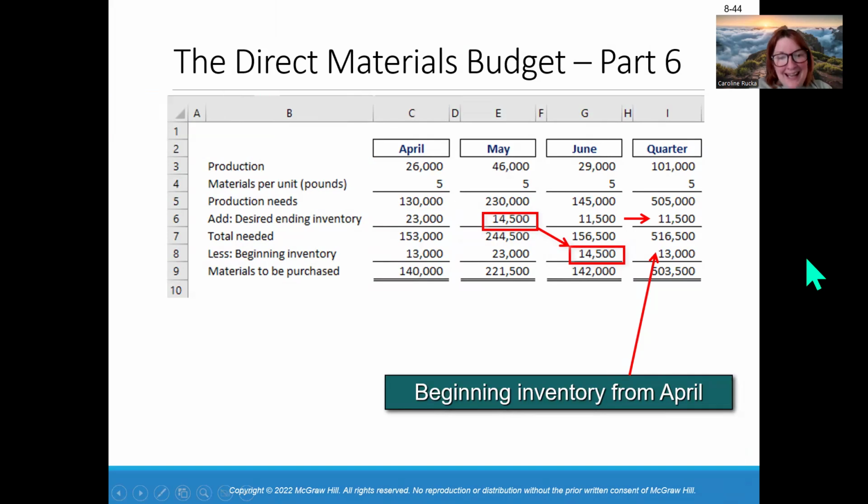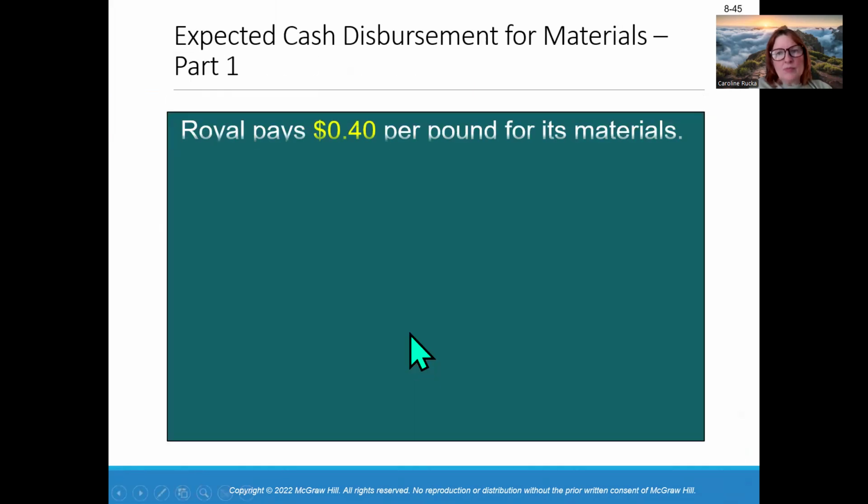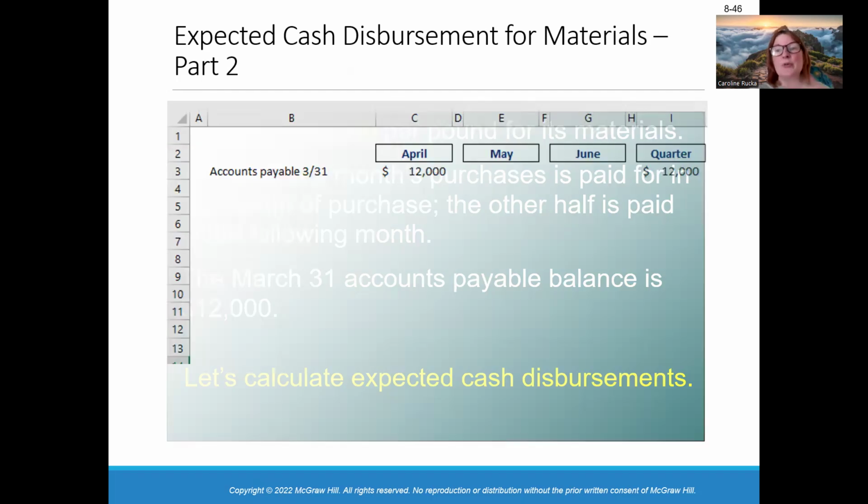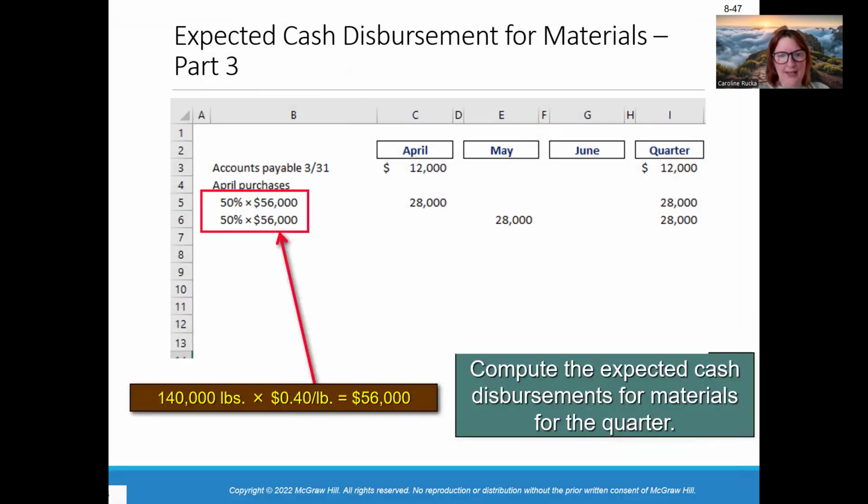Okay, now, how much are we going to pay for these materials that we need to do our production? Well, we usually pay 40 cents per pound for our materials, right? So half of the month's purchases is paid for in the month of purchase, and the other half is paid in the following month. So the March 31st accounts payable balance is 12,000. So this is how much we're paying, okay?